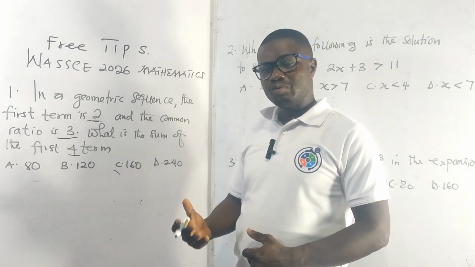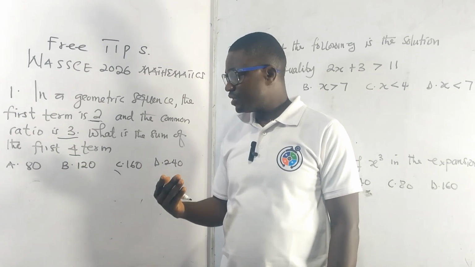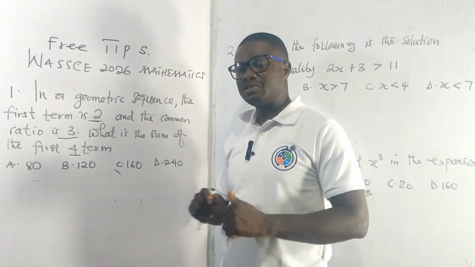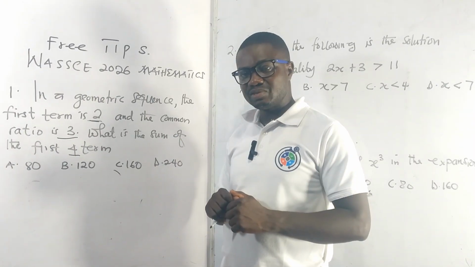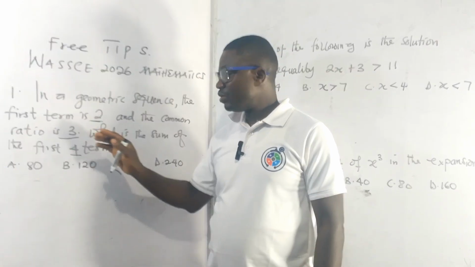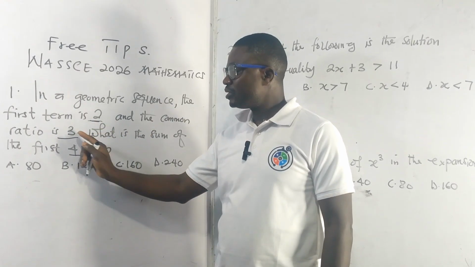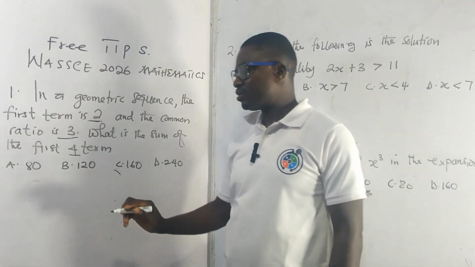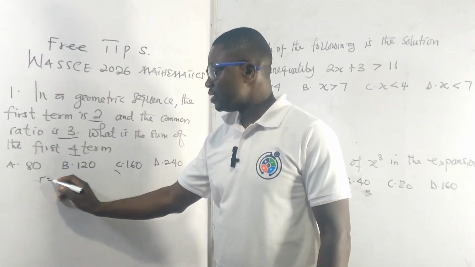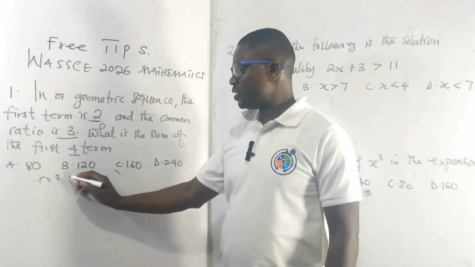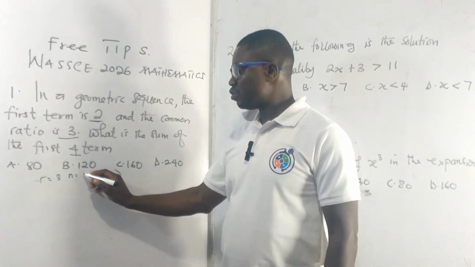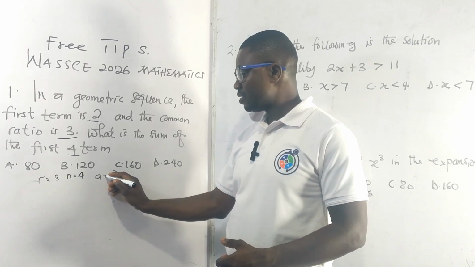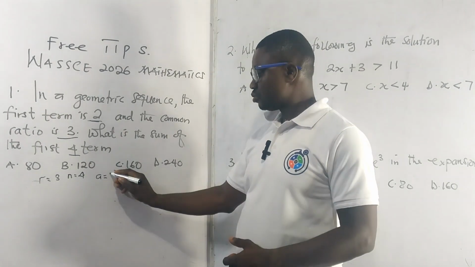But here, what do you do? Take your time and listen carefully. We are supposed to use a formula to simplify the sum of the first 4 terms of a geometric sequence. Anytime the ratio is more than 1, and here the ratio is more than 1, which is 3, that is our R. So R is 3, n, the number of terms, is 4, and our first term A is 2.